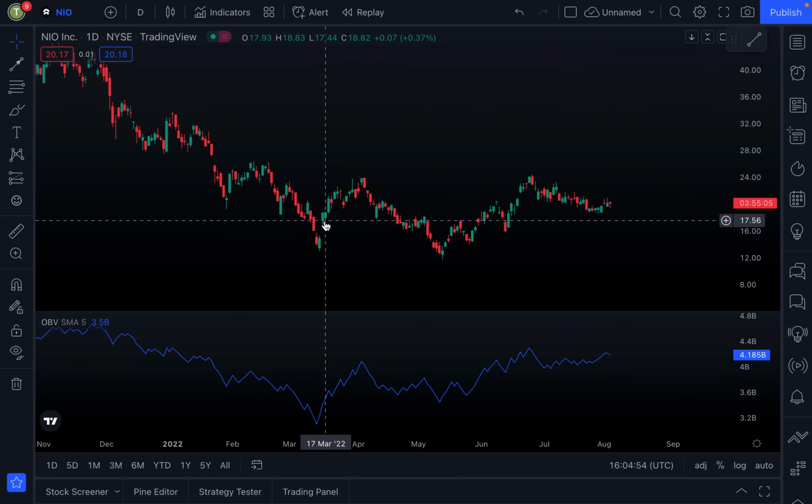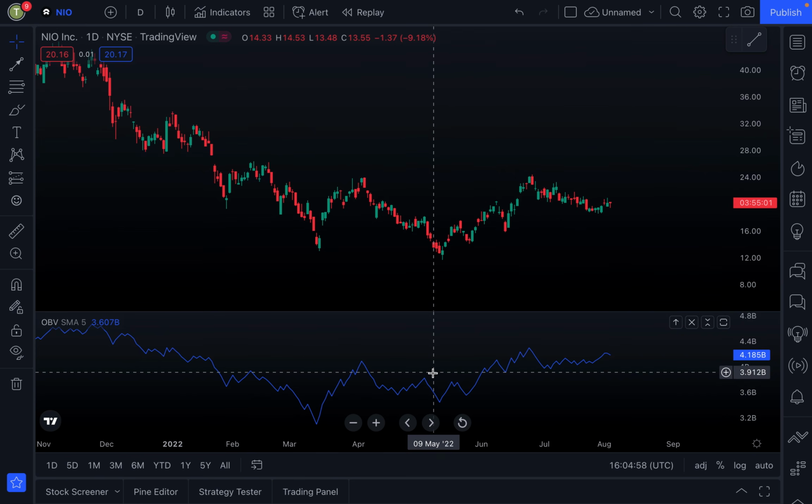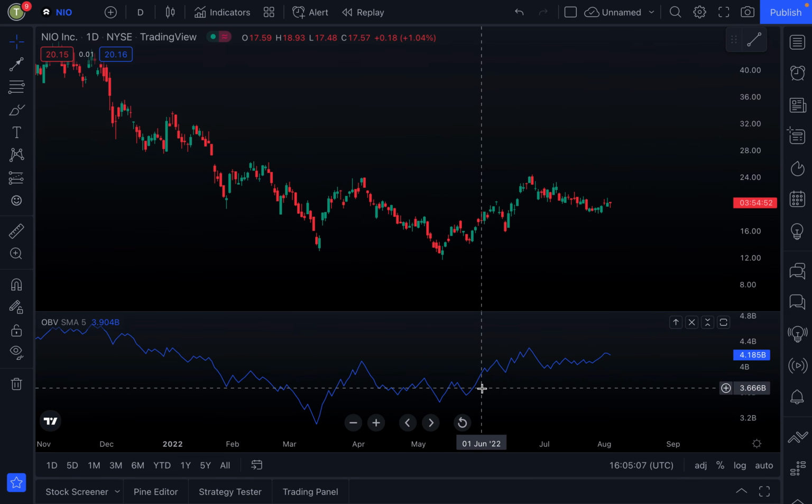Now, the first thing I want to talk about here when it comes to the OBV is that the OBV can help us identify and confirm the trend. So here's what you want to do. You want to look at the OBV and you want to see what it's doing.